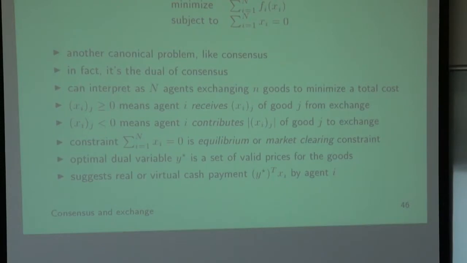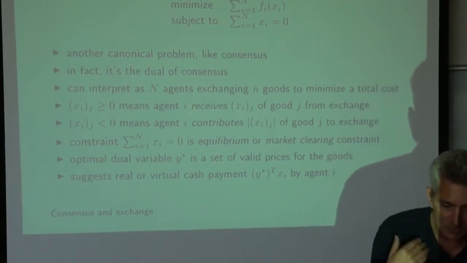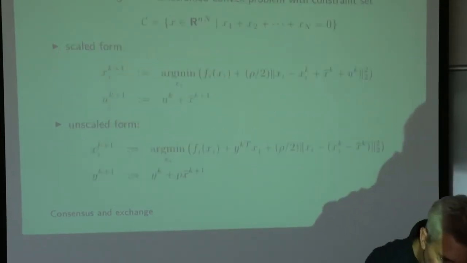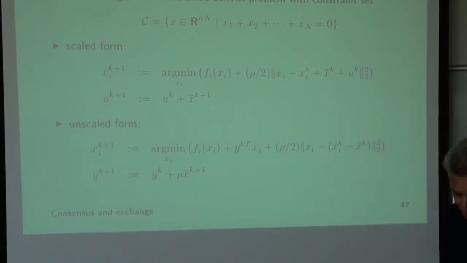So this thing is really an equilibrium or a market clearing, and the dual variable is indeed a set of valid prices for the goods. And at that point, you could exchange money or not, or whatever. You might as well make it a virtual cash payment. It doesn't matter. So, in other words, it's one of the most basic problems in economics. So that's it. Okay. So exchange ADMM is very simple.